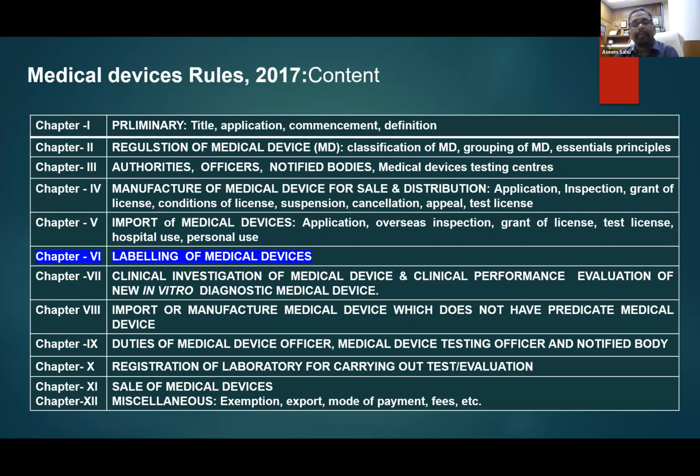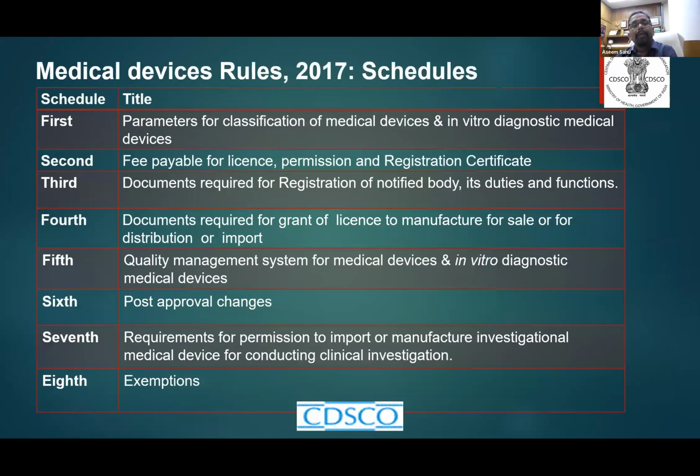Chapter 11 is the sale of medical devices, and what the requirements are. And Chapter 12 is the miscellaneous chapter, where we have made provision for exemptions, certain export requirements, mode of payment, debarment, all those things. So in total, 12 chapters for the different components have been incorporated in the Medical Device Rules. And enabling these provisions, we have also come up with the schedules, a total of 8.